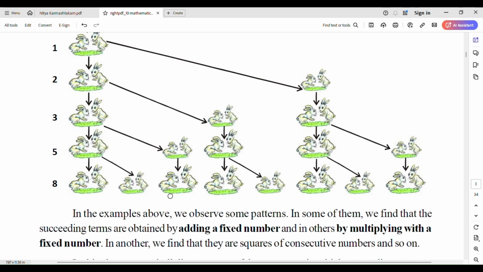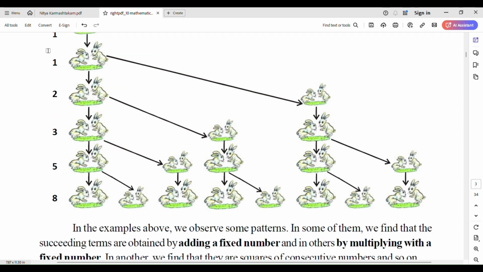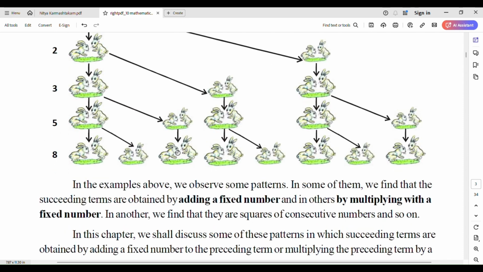So it grows like this. Do you see any pattern in this? This is an example of Fibonacci numbers. Each number is the sum of the two previous numbers. 2 is 1 plus 1, 3 is 2 plus 1, 5 is 3 plus 2, 8 is 5 plus 3. It is going on like this.